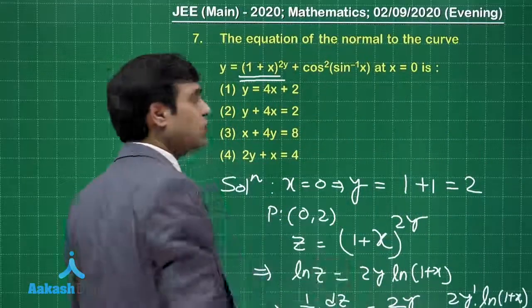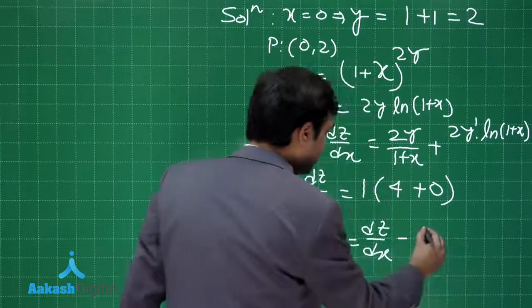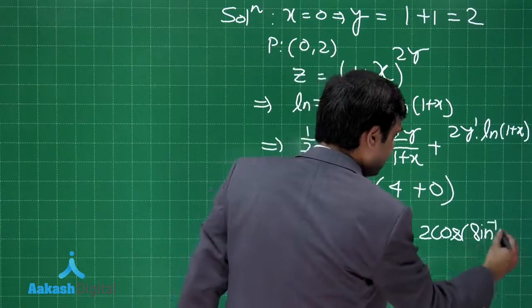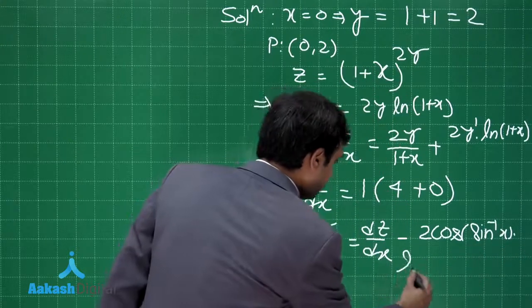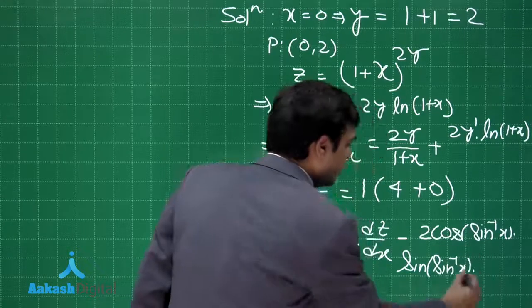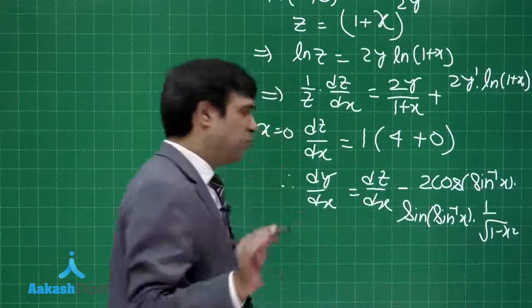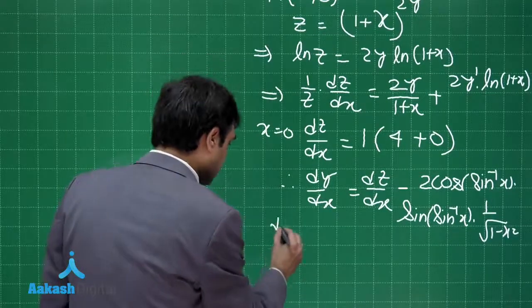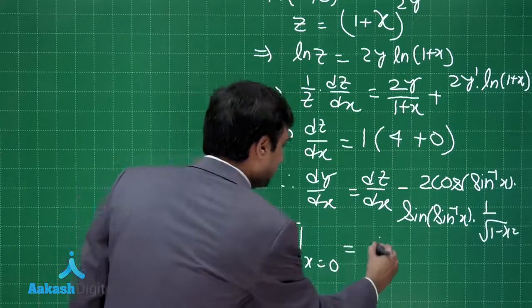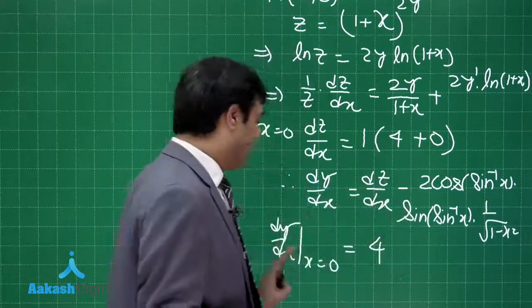Next term is cos square sine inverse x. You need the derivative of this term as well. So this is 2 cos sine inverse x into sine of sine inverse x into 1 upon root of 1 minus x square. When you put x equal to 0, the derivative is 4 and the rest of the term is simply 0. So the value of the derivative is 4.